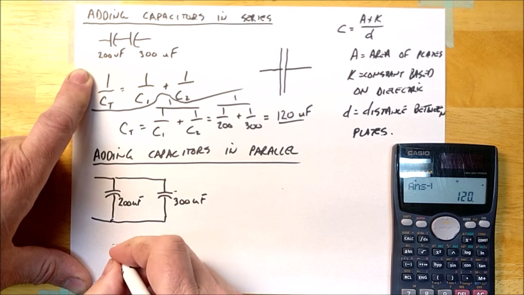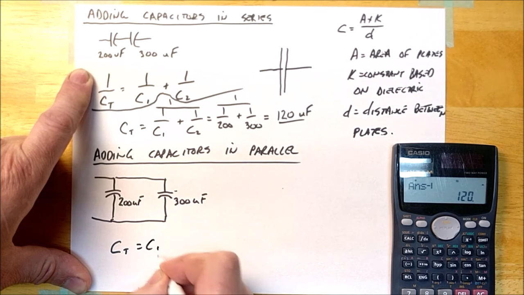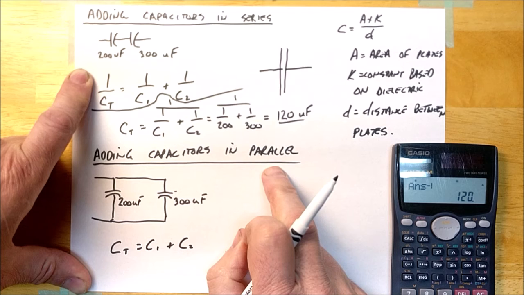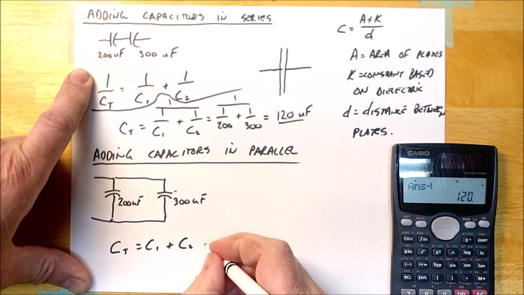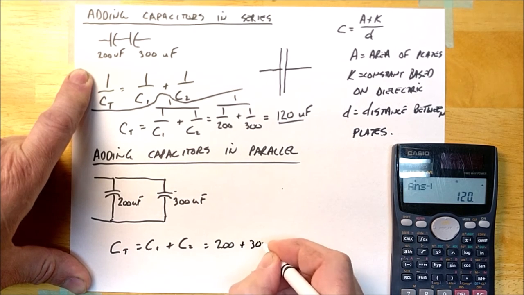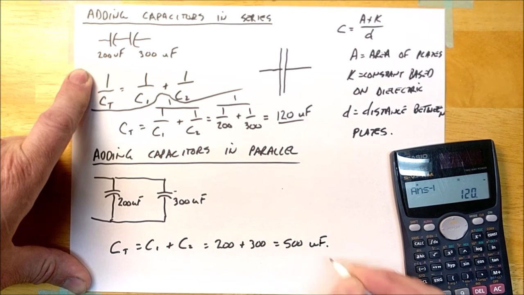And so the formula that we're going to use to calculate the total capacitance when they're in parallel is C total is equal to C1 plus C2. Now this formula is the same formula you learned in level 1 for resistors in series. So we're going to use this formula here for capacitors in parallel. And so it is going to be 200 microfarads plus 300 microfarads is equal to 500 microfarads. Okay, guys?